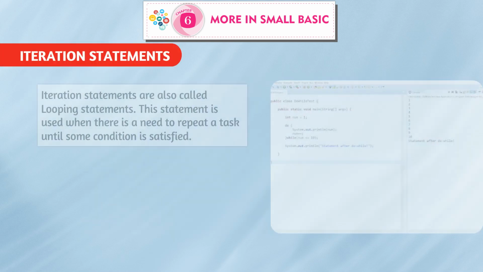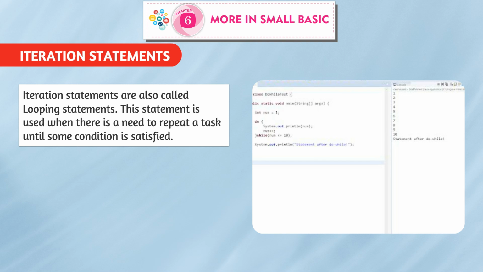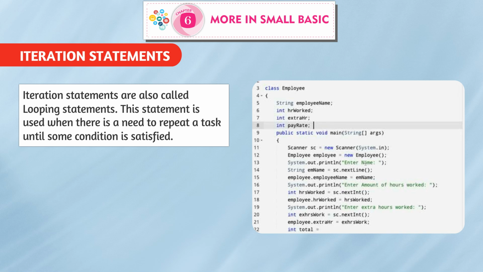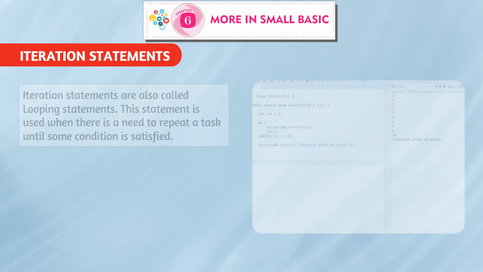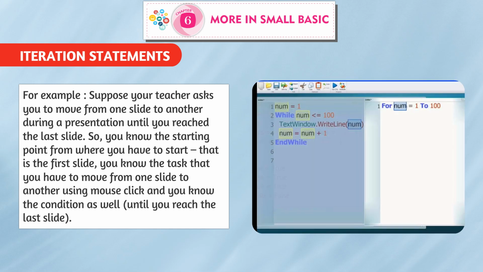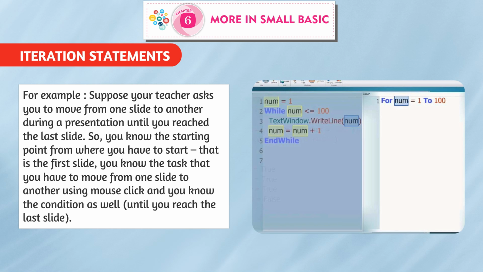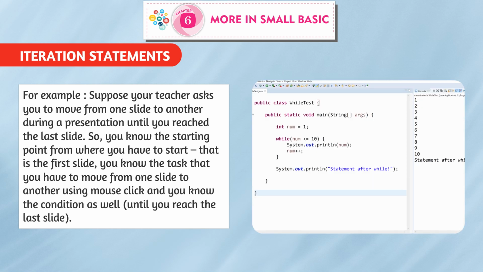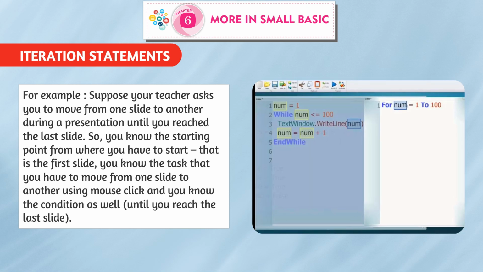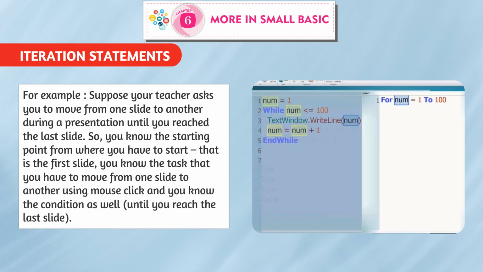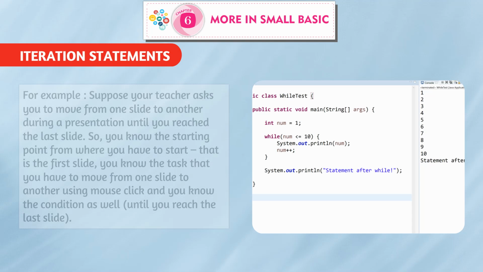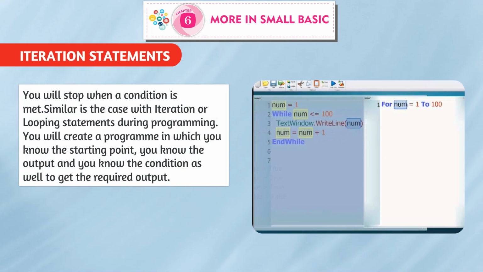Iteration statements. Iteration statements are also called looping statements. This statement is used when there is a need to repeat a task until some condition is satisfied. For example, suppose your teacher asks you to move from one slide to another during a presentation until you reach the last slide. You know the starting point from where you have to start, that is the first slide. You know the task that you have to move from one slide to another using mouse click, and you know the condition as well: until you reach the last slide. You will stop when a condition is met.